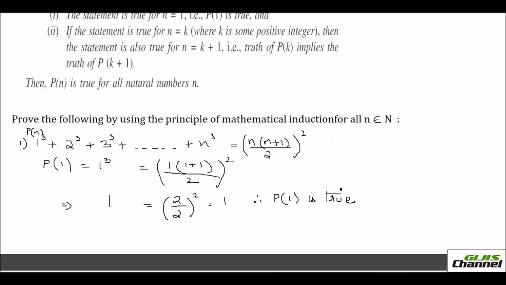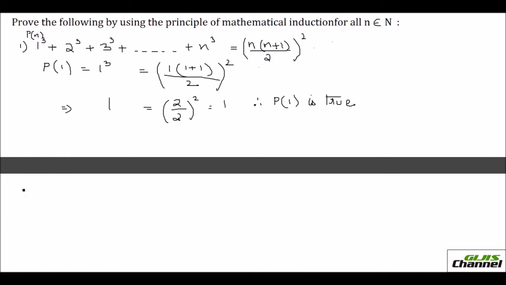Now we assume. Remember, we use the word assume. So let P of K be equal to, instead of n we have K, so it would be K times K plus 1 divided by 2, the whole square. Let us take this as true.